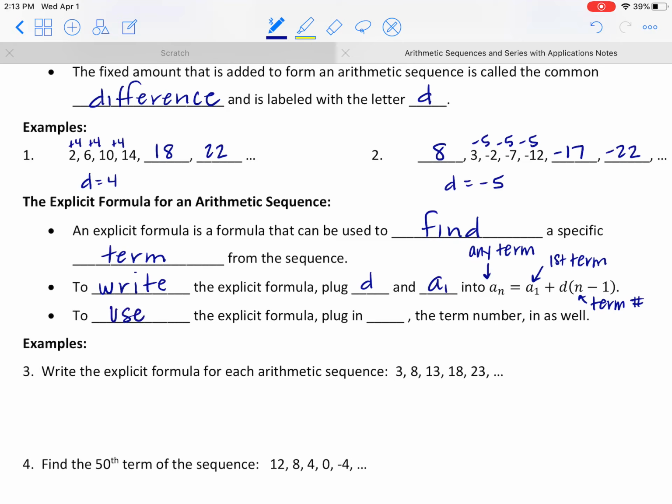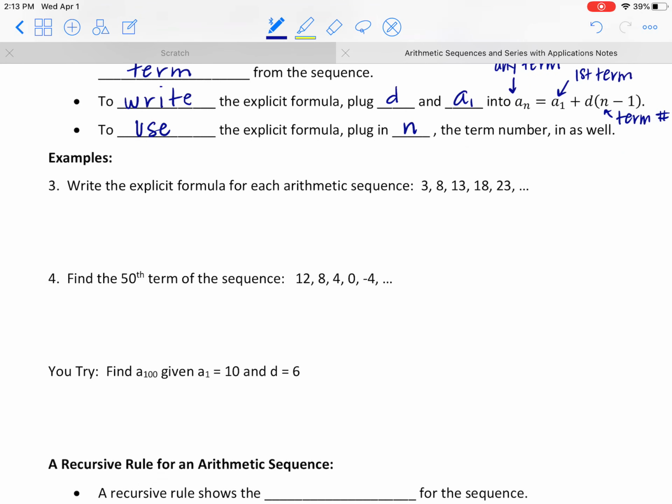Now if we actually wanted to use the explicit formula, which is a little more purposeful, so that we could find a specific term number, then we would be plugging in n as well. So we would still plug in a sub 1 and d, but we'd also plug in the n, and then we'd be able to figure out what that term number is. Okay, so let me show you how to do both of those things.